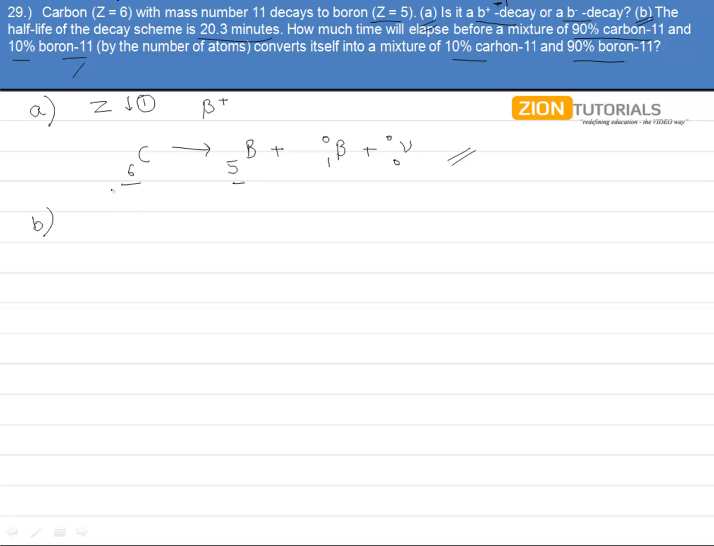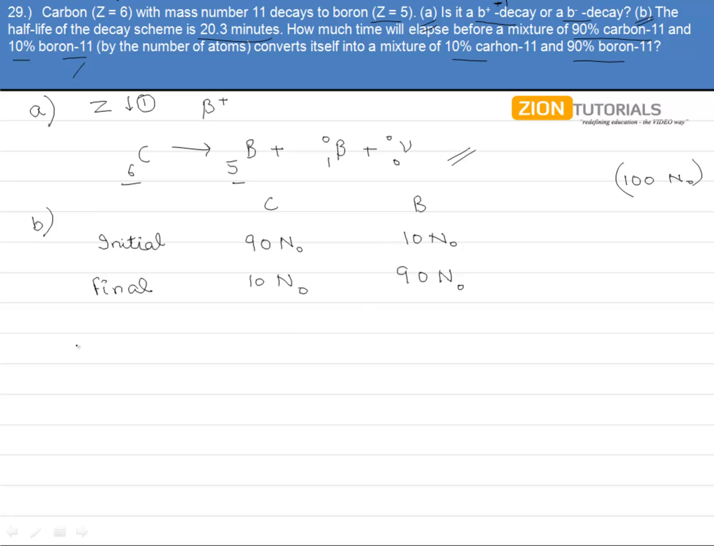Coming to the second part, in which we have been asked how much time will elapse before this mixture converts itself to that mixture. We can sum up the data by taking the two conditions as initial and final of carbon and boron. Initially carbon was 90 N naught. I have taken this because if the total atoms are 100 N naught, then carbon is 90 N naught, as it was 90% of that. Then boron is initially 10 N naught. Carbon finally is 10 N naught, and boron finally is 90 N naught.